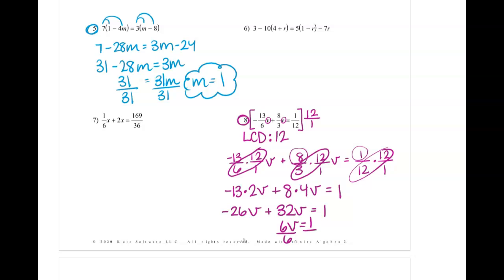Divide by 6 on both sides. So v equals 1/6.